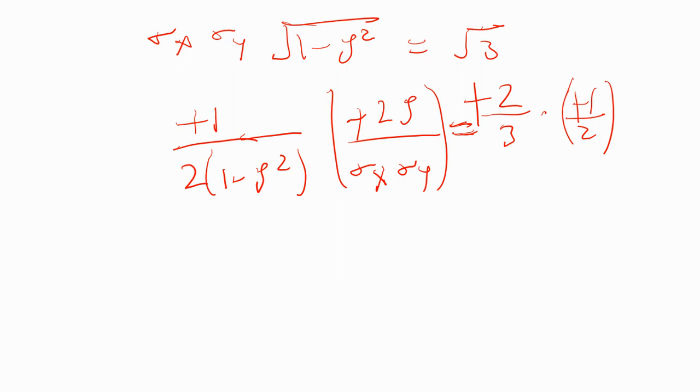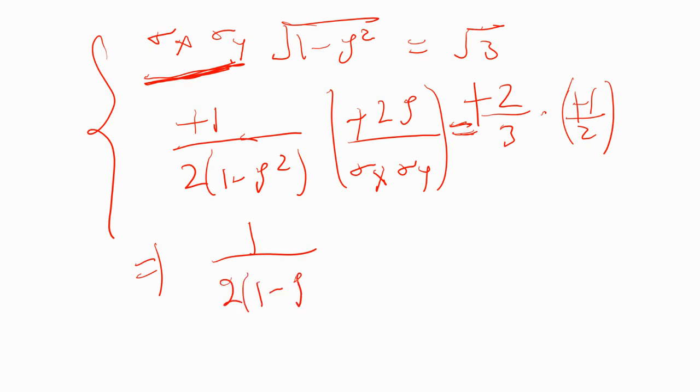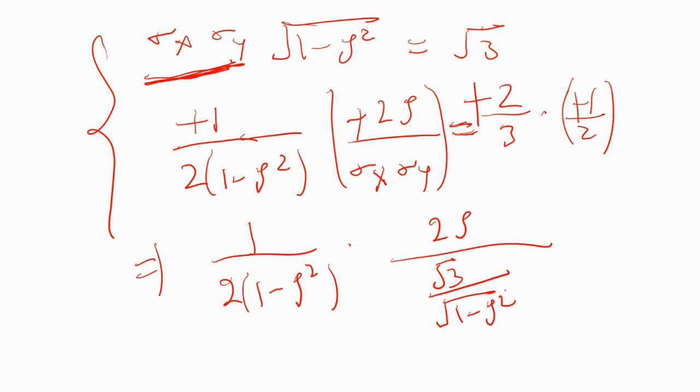Now from here we can take the value of sigma x sigma y. If we put it in this expression, we will be left with one variable, that is rho, which we want to find. If we put the value of sigma x sigma y here, we get rho square, and then this one is 2 rho, and sigma x sigma y is root 3 divided by root 1 minus rho square, and then this will be 1 by 3.